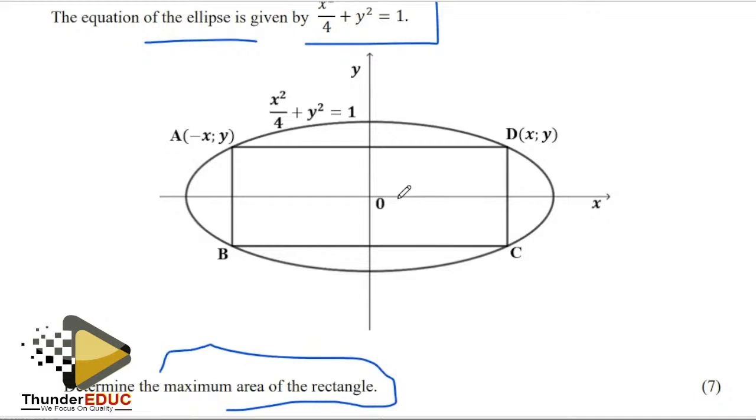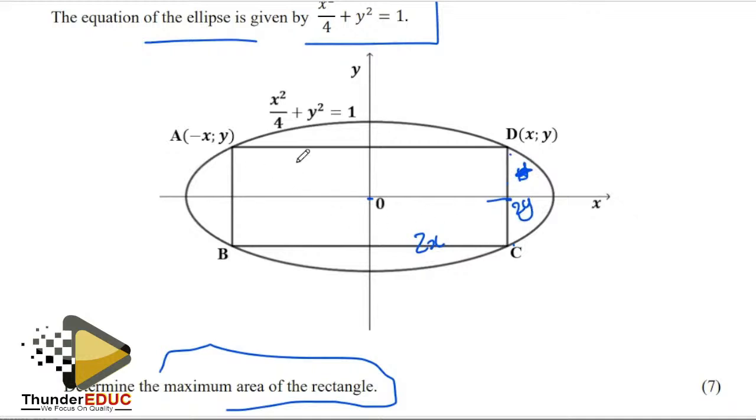So we have the coordinates. No? From here up to here is x. From there up to there is also negative x, which means your length is the same as 2x. And then this side, this is a y. And then this must also be a negative y. So which means the breadth is going to be that much.